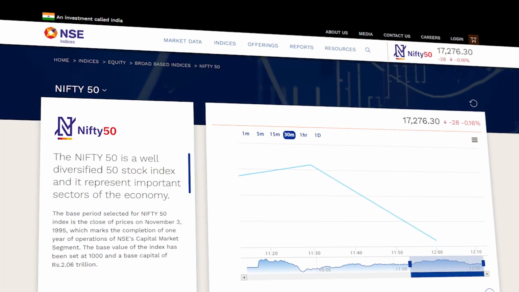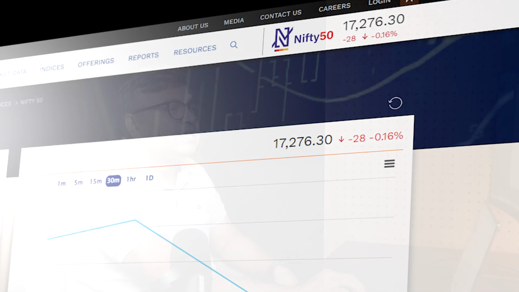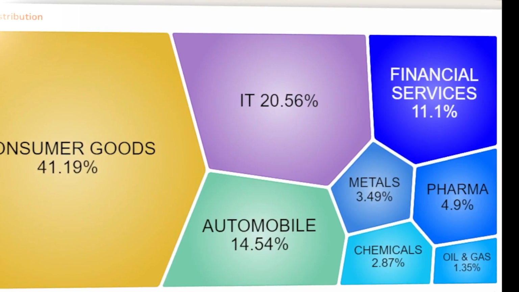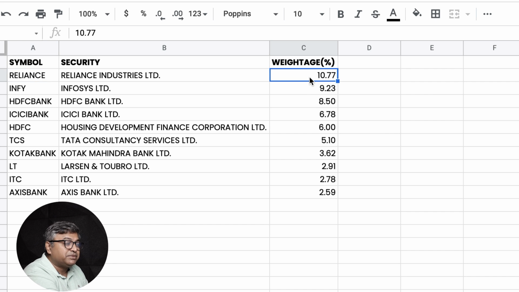niftyindices.com has a bunch of stocks, so you can see the Nifty index value, which is roughly 17,277 as we speak, but it contains 50 stocks in different sectors. There's financial services, IT, oil and gas, and so on. The largest stock is Reliance, which is 10.77%. That means if you're investing 100 rupees into the Nifty 50, 10 rupees 77 paisa has to go to Reliance.